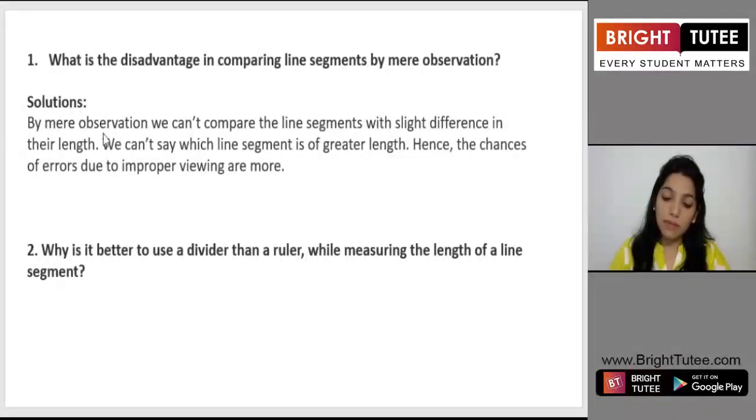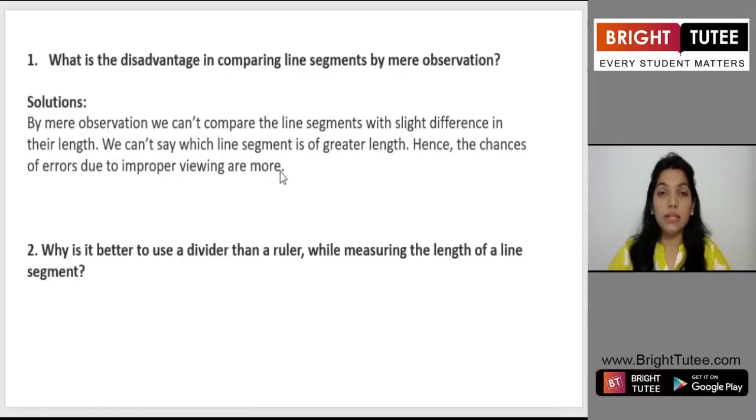It says by mere observation, we cannot compare the line segments with slight differences in their length. If the lengths have a very small difference, we just cannot tell by observation which one is bigger, which one is smaller. We can't say which line is greater in length. Hence, the chances of error due to improper viewing are more. I hope this is clear.